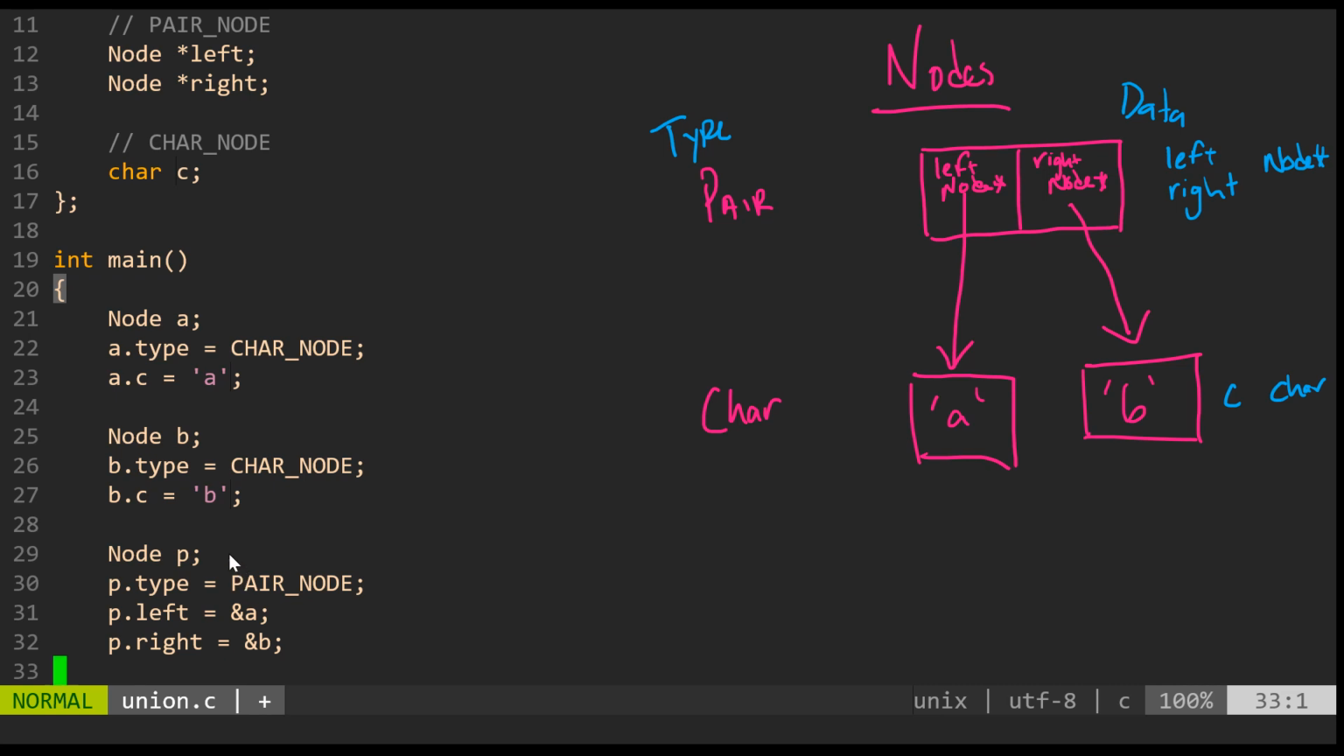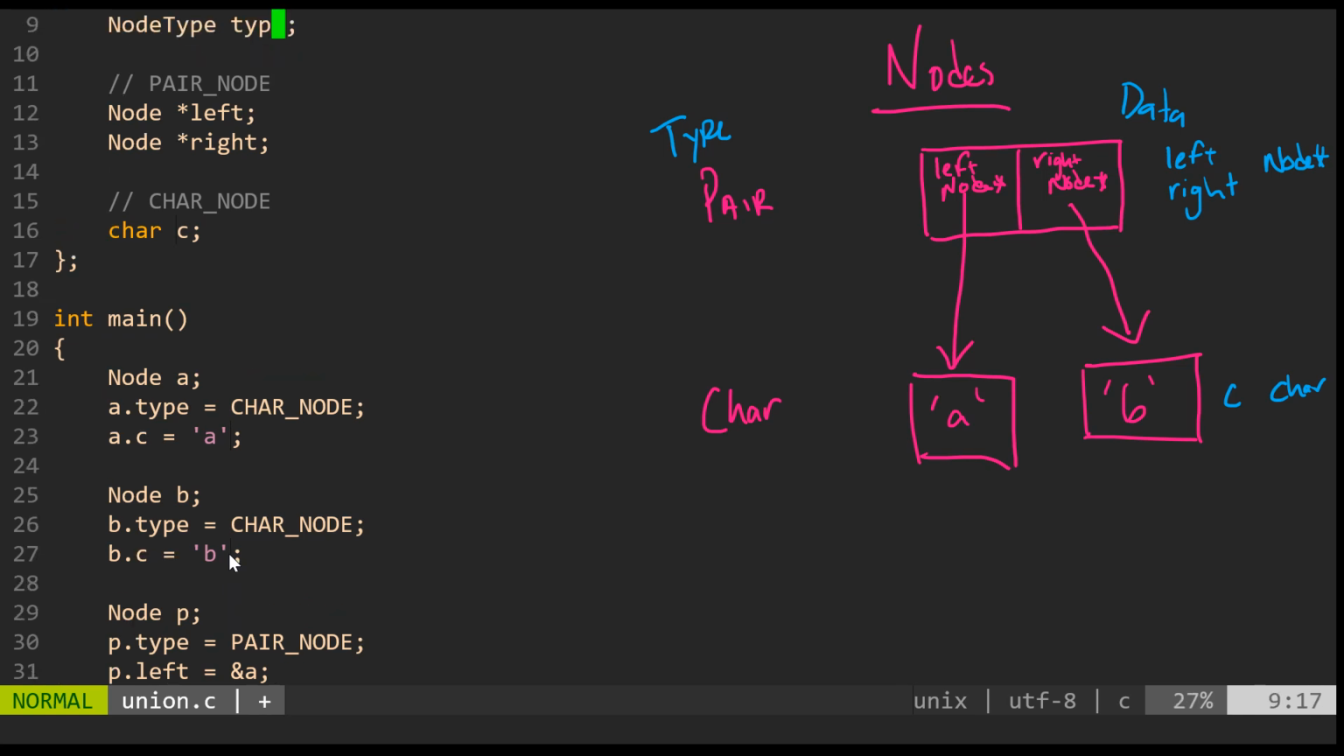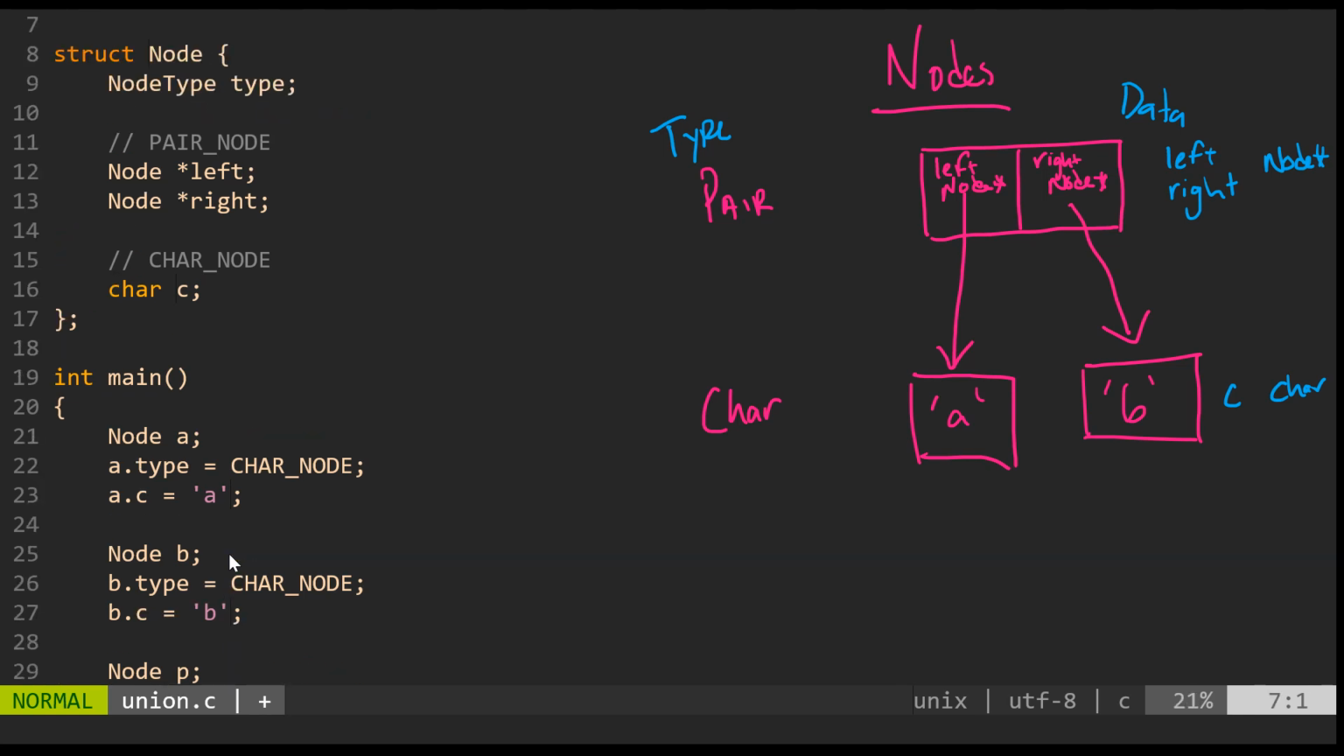So we've got a little problem, right? There's some waste that's happening here, and a little bit of unsafety because we didn't initialize left and right in either of these chars, and we didn't initialize c in the pair. So we've got some uninitialized data, and we don't really know what the values are for those. But we also have some memory waste. So let's talk about the memory waste real quick.